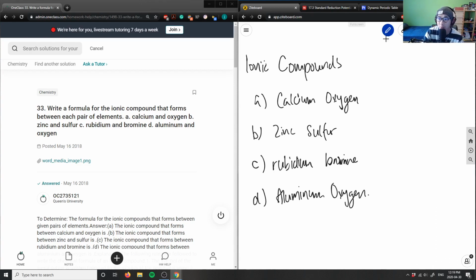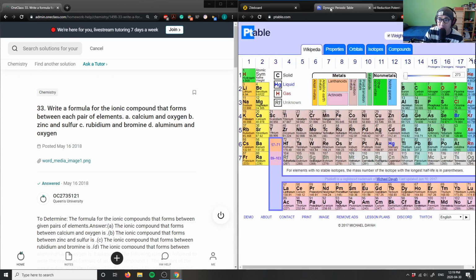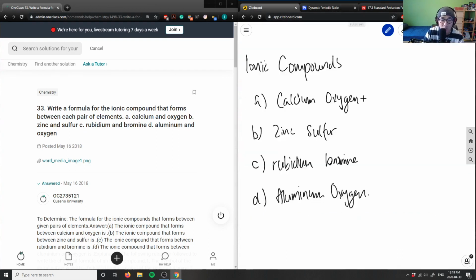So let me look at the first one here. We have calcium and oxygen. So what we're going to do is break this down to charges here. So calcium, I'm going to look at my periodic table. As you can see, calcium lies in the second column, right? It's an alkaline earth metal. So calcium would have a charge of 2+. So Ca would have a charge of 2+.